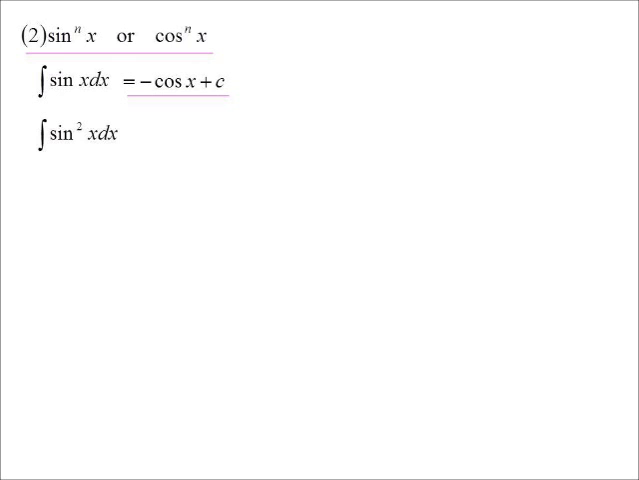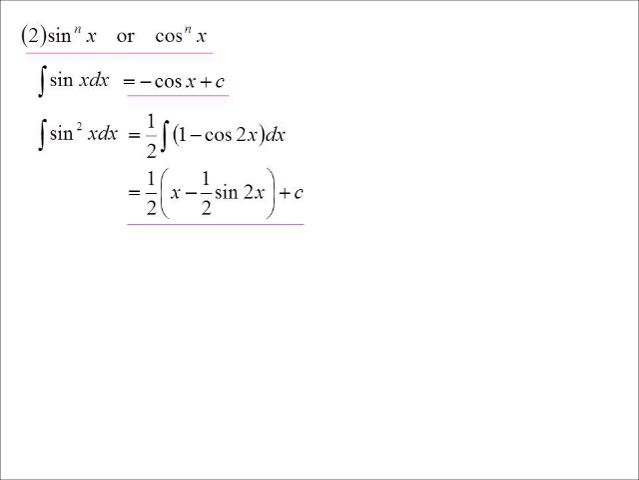Sine squared, we've seen that one so far. That's where we need to use our double angle result and rewrite sine squared as a half of 1 minus cos 2x. And then we can go and integrate both of those. So we've got half of x minus half sine 2x.